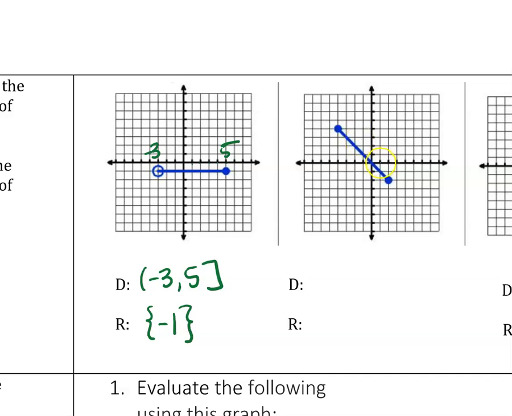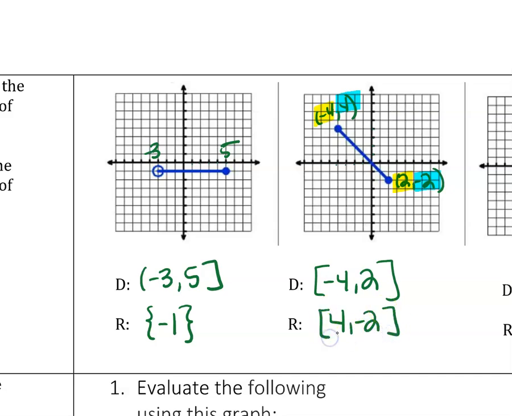Okay, coming over to my next graph, looks like this coordinate is 1, 2, 3, 4, -4, 1, 2, 3, 4. And then this coordinate looks like it's 2, -2. So my x's are between -4 and 2. And because each of those dots are closed, I'm going to do hard brackets. And my range is between 4 and -2, because that's my change in my y's. And again, hard brackets because it's closed.